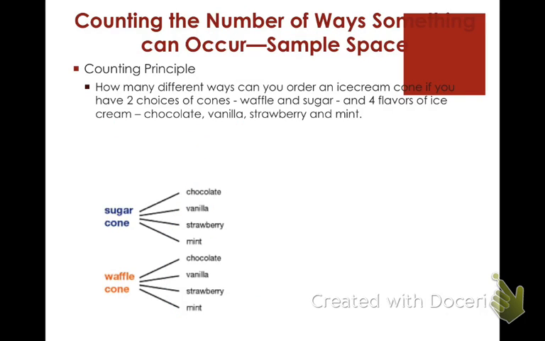Now, besides using a tree diagram, there's another way to figure out our sample space, which is the number of ways that an event can occur, and that's by using what we call the counting principle. So up in your vocabulary definitions section, the counting principle is simply a way to count an event by multiplying your choices together. So you're going to multiply your choices.